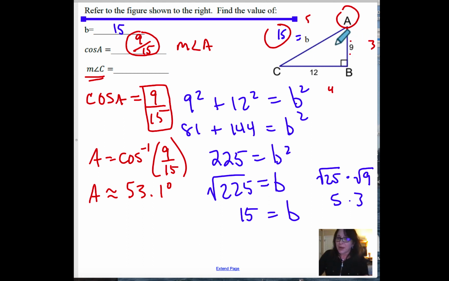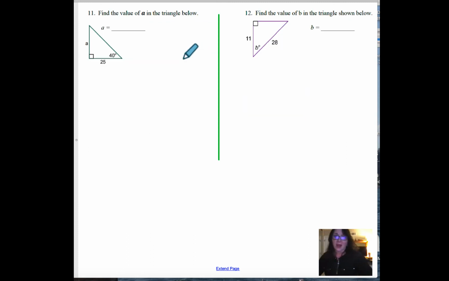And so that's for angle A, but they are actually not asking for angle A. They're asking for angle C. So even though that's 53.1, I have to take 53.1 and subtract that from 90 degrees. And I'm going to get 36.9 degrees. And so that is the measure of angle C. So I would say it's approximately, because we did have to round, 36.9 degrees.